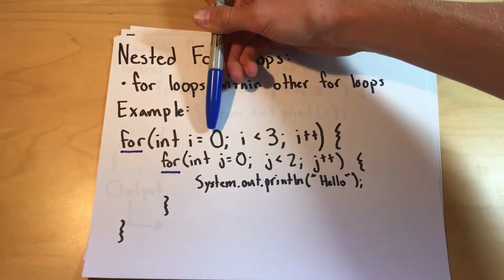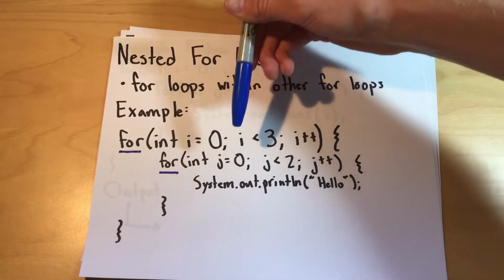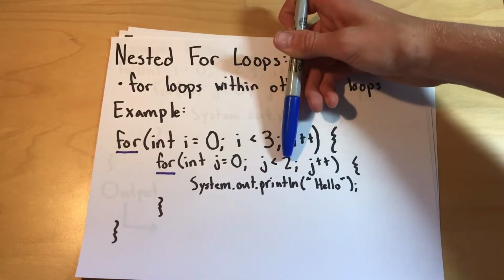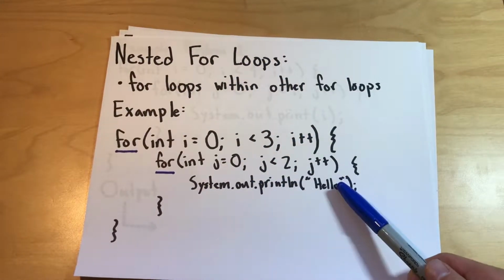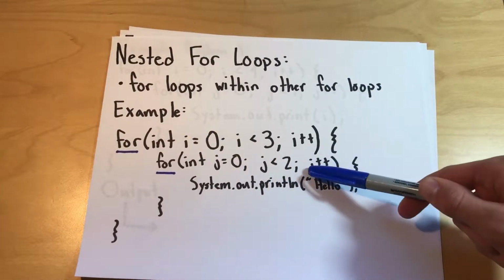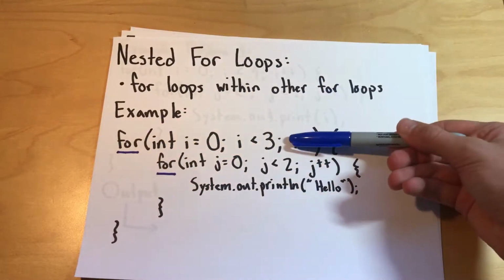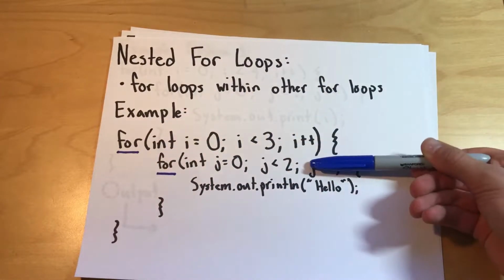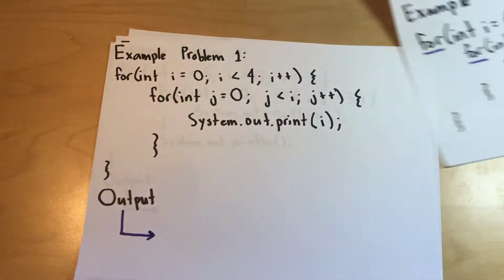This one starts at 0 and goes up to 3, incrementing by 1. And this one starts at 0 as well, increments up by 1 to 2. So this simple print right here saying hello would print 6 times because the for loop within the other for loop goes up to 2 and the other one goes up to 3. So each time this one goes through, it will print out hello twice. Now let's look at some more complicated ones.